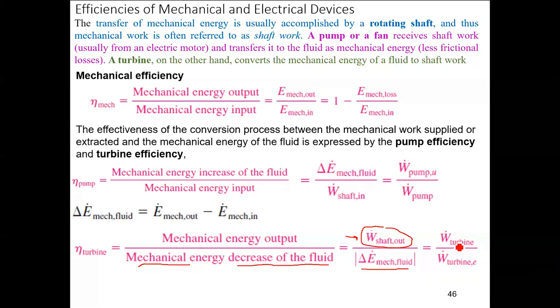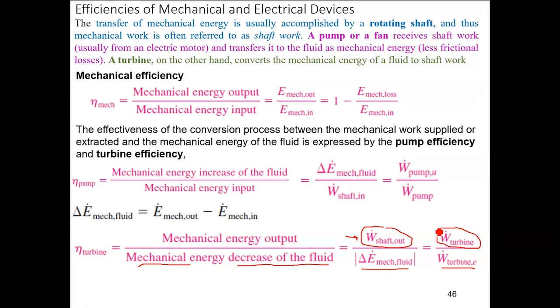So change in mechanical energy of the fluid is your input, and the rotating shaft is your output in case of a turbine. That means the work of the turbine, which is extracted out of the fluid, is your input, and out of that extracted work, the amount of work produced in terms of rotating the shaft is your work output from the turbine. Clear enough? Okay, sir. If there is confusion, I could elaborate it again.